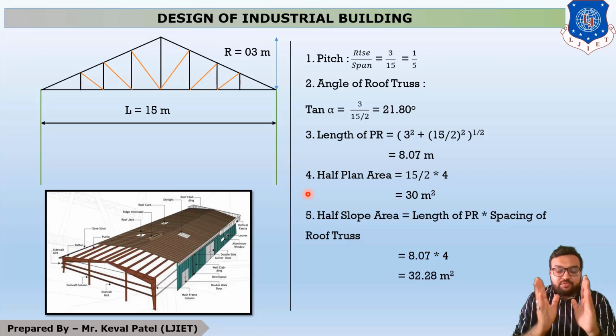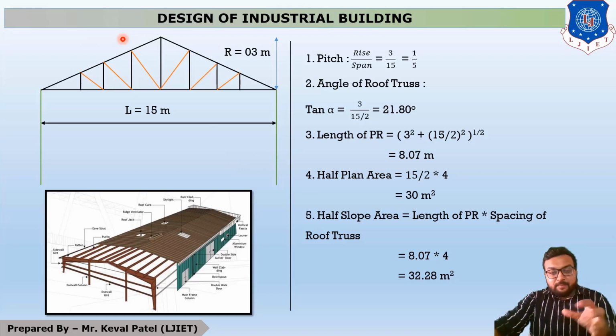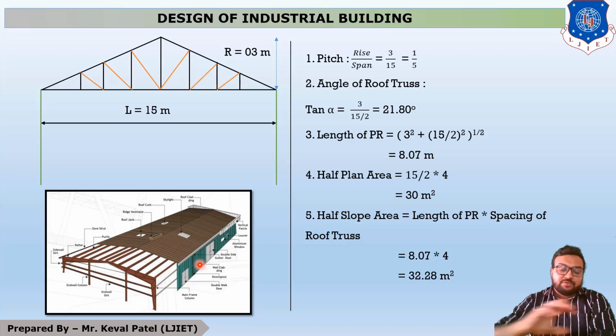Half means we have to consider only this half portion. Plan means we have to see it from the top view, and whenever we show it from the top view we have to show only this length. It means only 7.5 meter length, so it is 7.5 into spacing of roof truss, and it is the distance between columns in the horizontal direction. It is 7.5 into 4, which will give our answer 30 meter square.